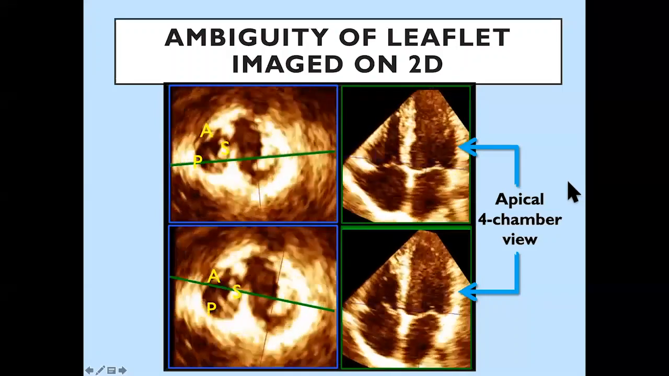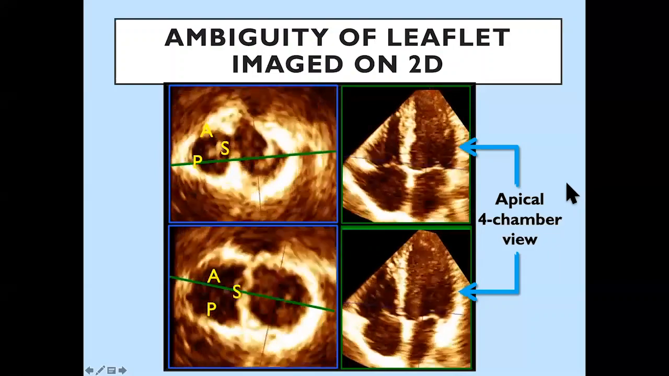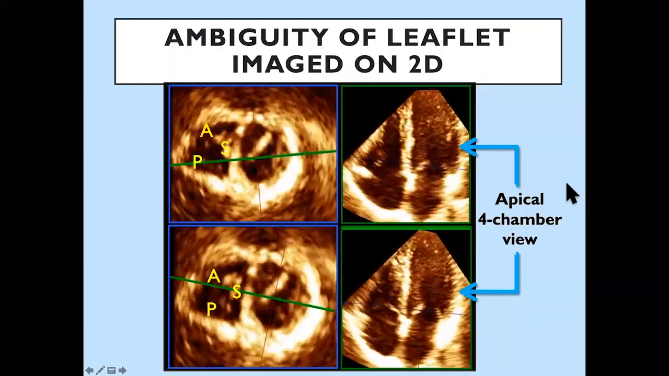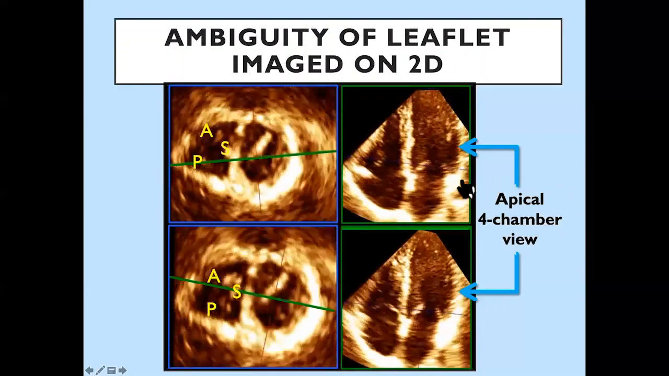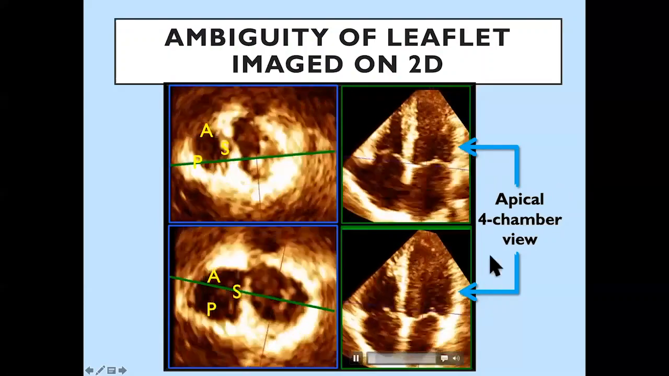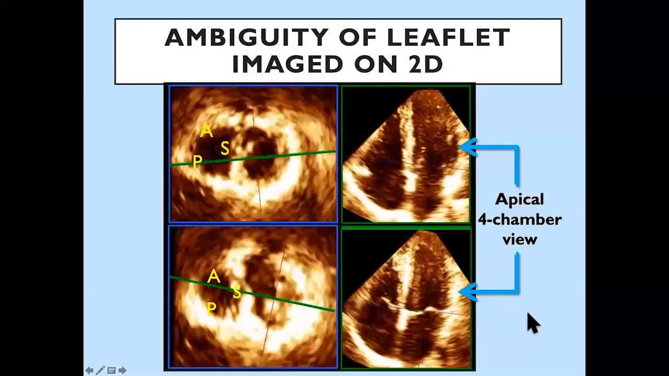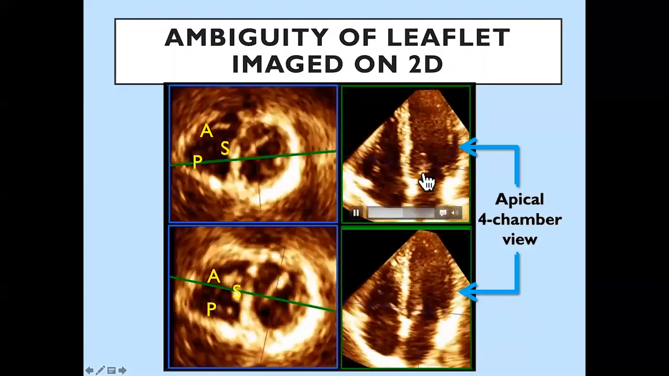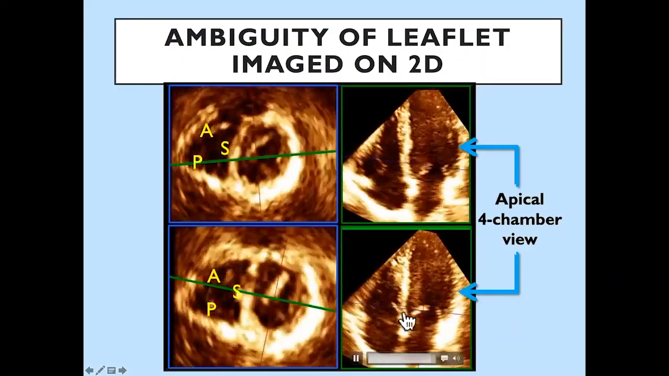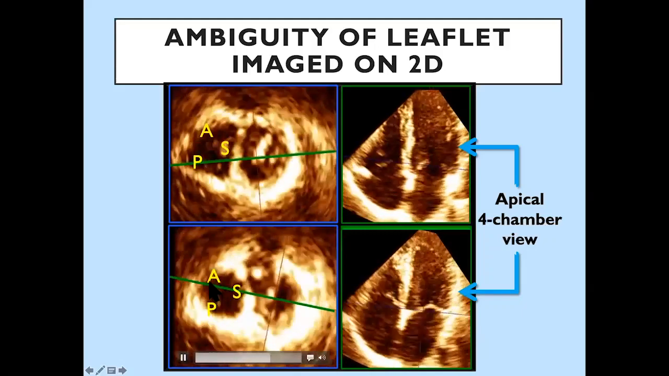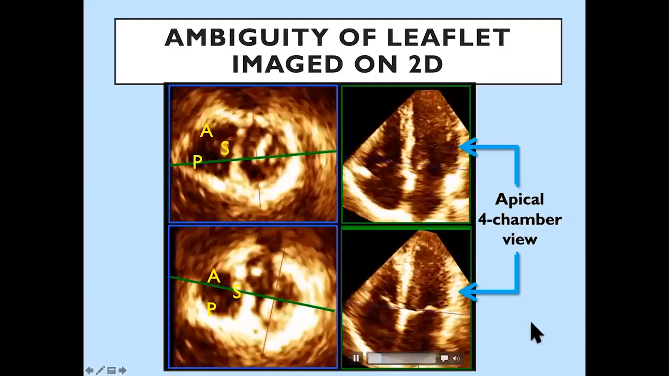One of the things we have learned with 3D echocardiography is that you really cannot be sure which leaflet you are imaging on 2D echocardiography. For instance, look at this slide. There are two apical four-chamber views. They look just about identical. This is actually a full volume data set in a normal subject. This apical four-chamber view is cutting the septal and posterior leaflets, whereas this apical four-chamber view is actually cutting through the septal and anterior leaflets. You cannot tell the difference when you look at these two four-chamber views.